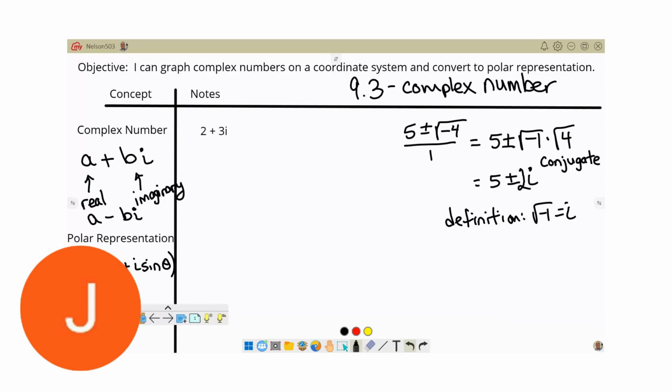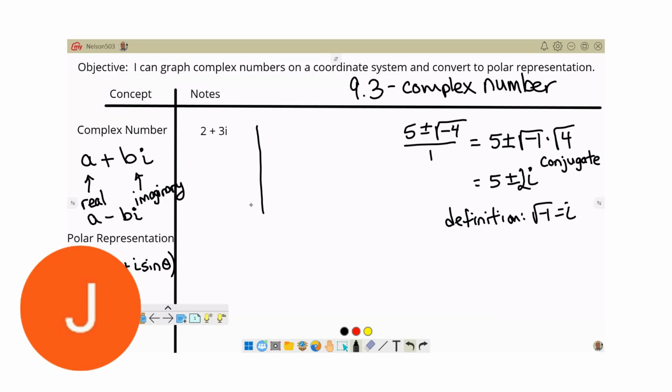Complex numbers will always come as pairs in polynomials or whatever you've got. So this 2 plus 3i would have a partner, 2 minus 3i. Now, we're not going to talk about that partner right now, because our main goal is to represent this number in polar representation. Well, first we've got to understand this.